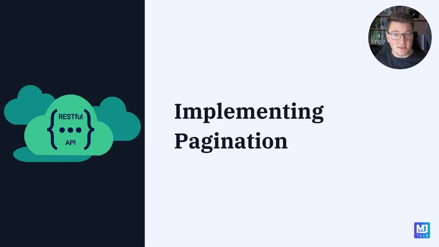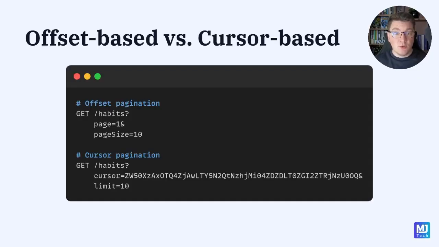Welcome to our next lesson where we are going to implement support for pagination inside of our REST API. Broadly speaking, there are two types of pagination that you can implement. There is offset-based pagination and then cursor-based pagination. The first one is also known as skip-take pagination, and cursor-based pagination can also be called key-set pagination.